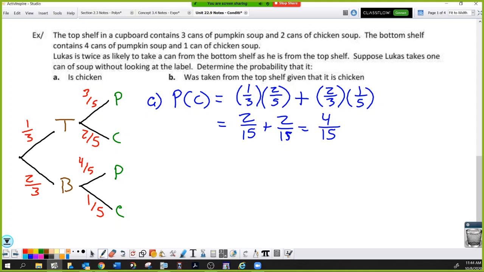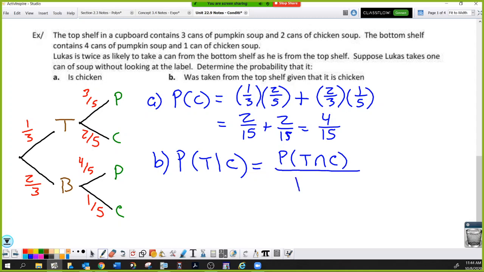Part B. What is the probability this can was taken from the top shelf, given that it was chicken? So here's how I want to do this. This is probability of top given chicken. The formula tells me that is probability of top and chicken divided by the probability of chicken.